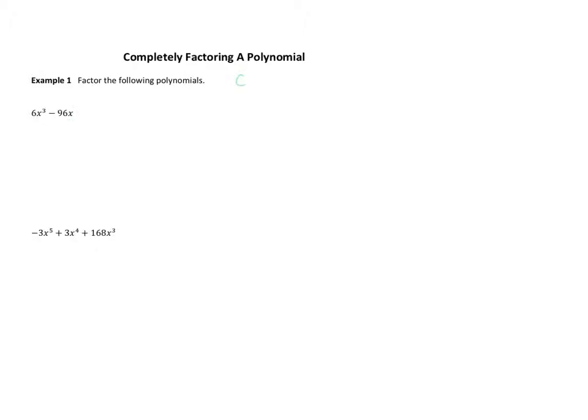So looking at these two terms, I have a 6x cubed and a 96x. I believe the most I can factor out in terms of a number is going to be 6 because that goes into 96. And I can take out x since that is the smaller of the two exponents. So this is my first step. Take my expression, write 6x, and figure out what is left over after removing it.